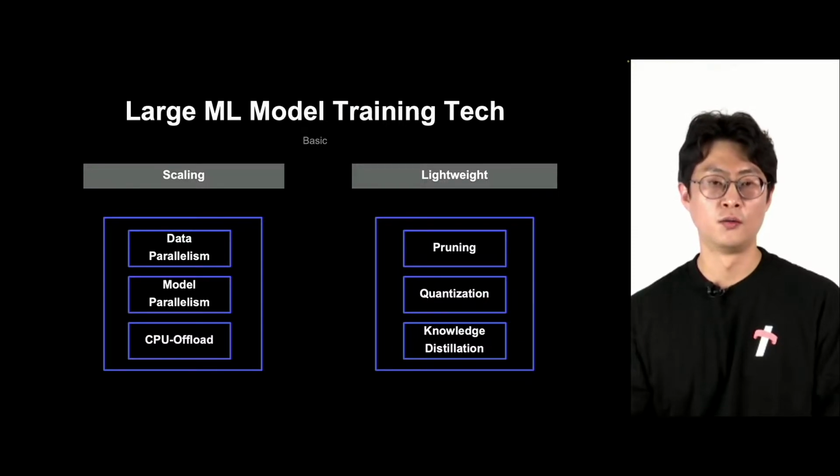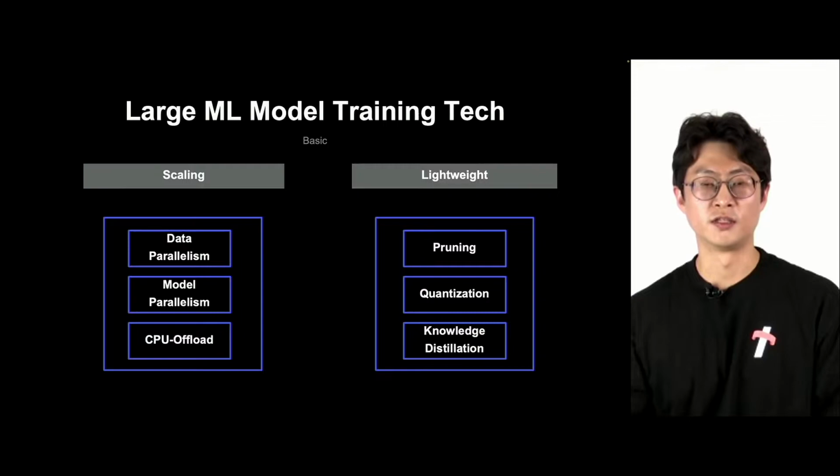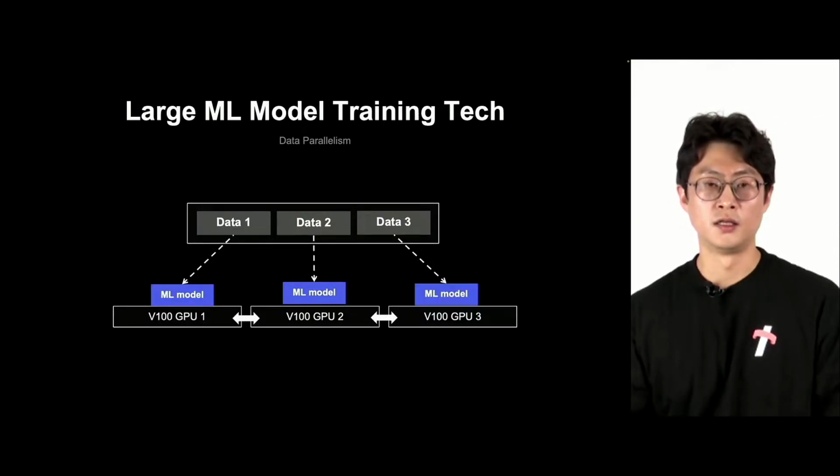In terms of lightweight technology, it maintains the accuracy, but it also compresses the model. We need accuracy, so that is why we have chosen scaling. And now I would like to talk about scaling techniques one by one. First of all, this is the data parallelism technology.